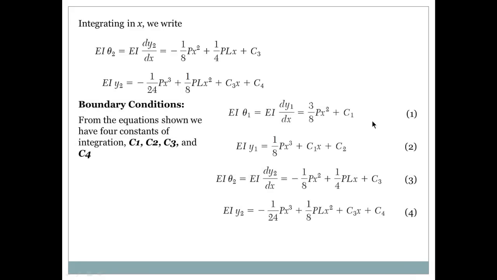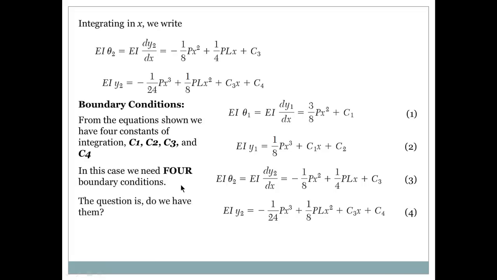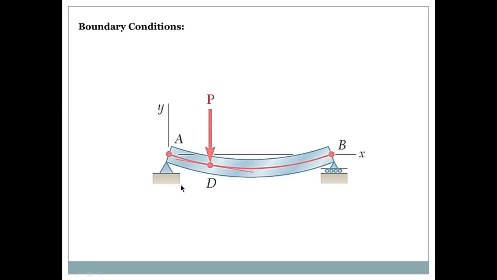This is a summary of all the equations we have so far. This is the equation where we have C1, this is where we have C1 and C2, this is where we have C3, and this is where we have C3 and C4. So I'm having 4 constants of integration. And remember, in order for you to find the constants of integration, you need boundary conditions, and the number of boundary conditions should equal the number of constants of integration. Okay, so we need 4 boundary conditions. The question is, do we have them? Let's take a look. This is the beam.